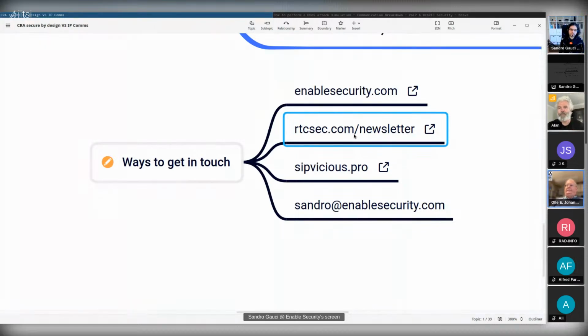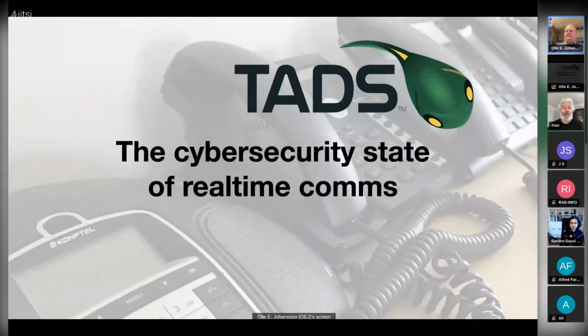Absolutely. I think this was excellent, Sandro. I really like the way it links all those secure by design requirements to all the exploits, and it was a great advert for reading the RTC Sec newsletter. Absolutely, it's a good newsletter. I like it a lot.